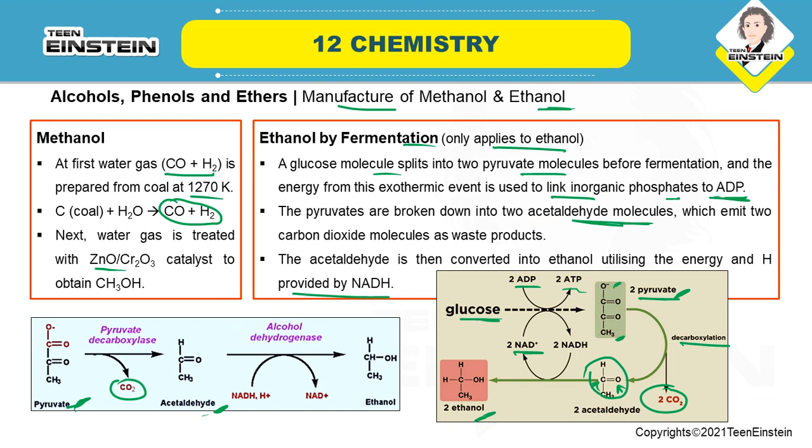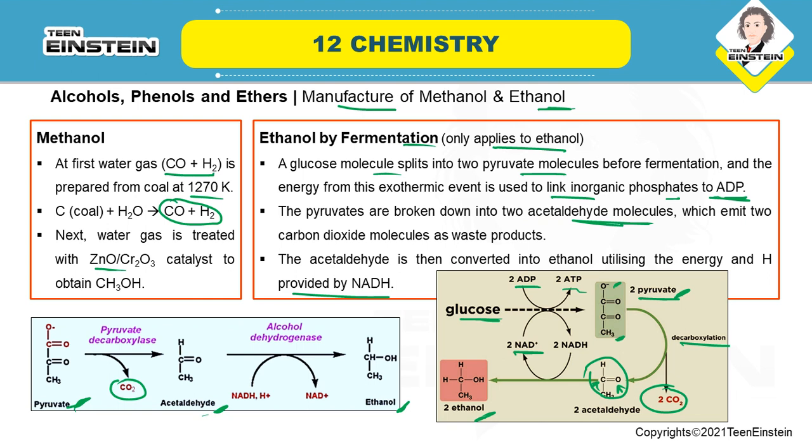Second, acetaldehyde is now converted to ethanol. Now this is alcohol dehydrogenase, that is the name of the enzyme. Here the name is based on the product because the product is alcohol, and dehydrogenase is related to the term dehydrogenation. Hydrogenation means what? Addition of hydrogen. Dehydrogenation is removal of hydrogen.